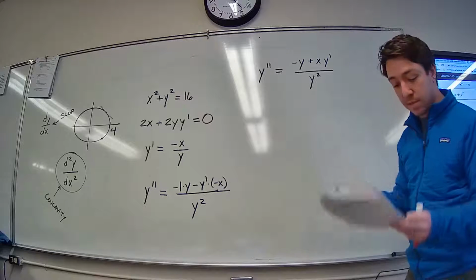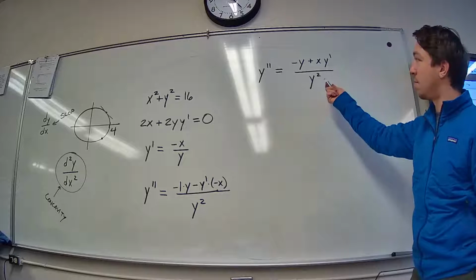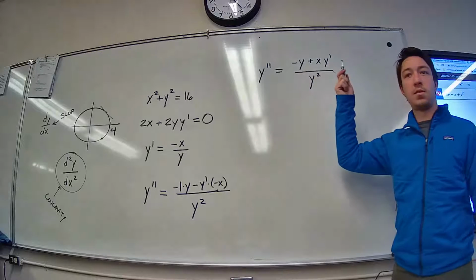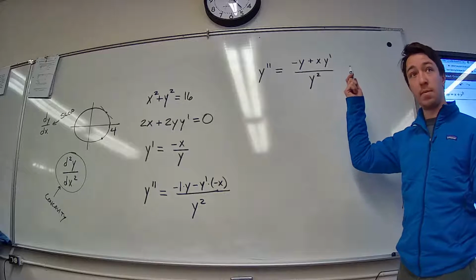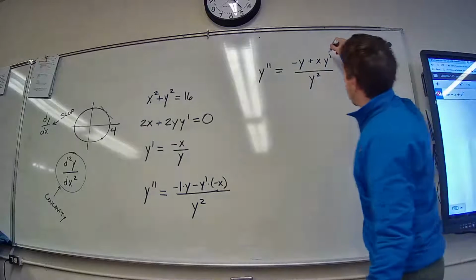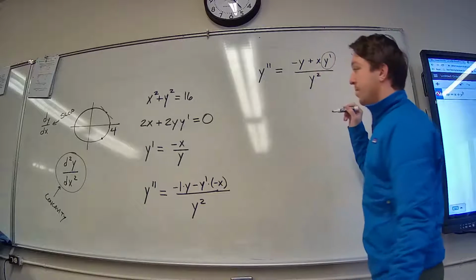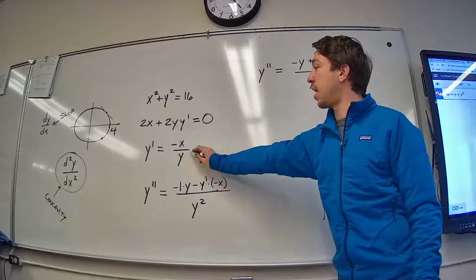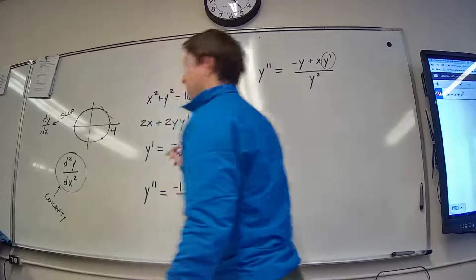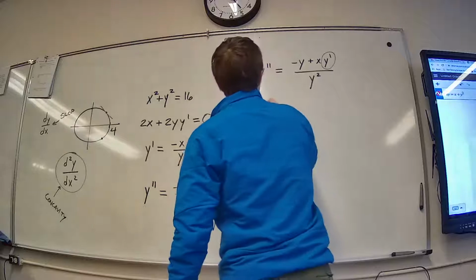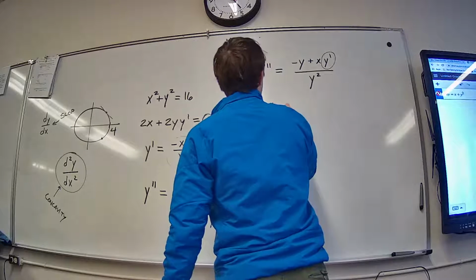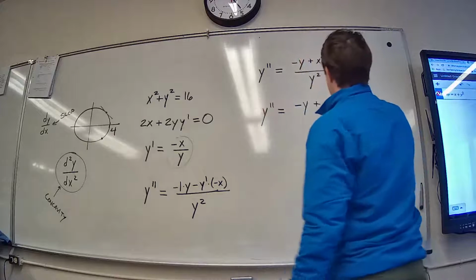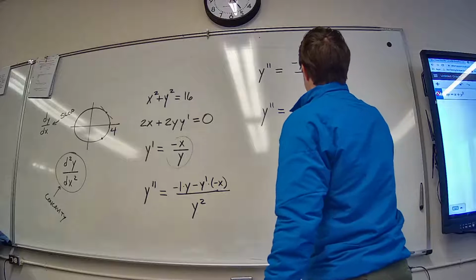The question gives us a big hint: you have to find a way to get this in terms of just y. So who's got an idea? Substitution. Can we sub? We don't want y prime in there, so let's replace that y prime with that. Make sense? So y double prime would be negative y plus x times negative x over y.